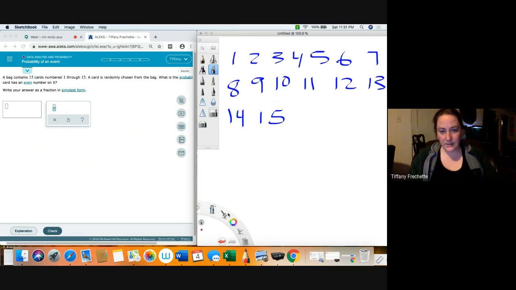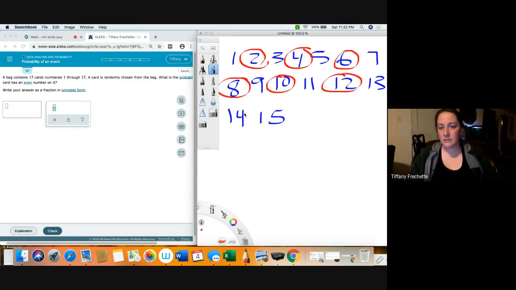And I want to know what is the probability of me choosing a card that has an even number on it. So I want only evens. So here I am circling all the evens. So we know we have the 15 cards, right? So I'm going to go to a different color here. So I can choose any one of those 15 cards.